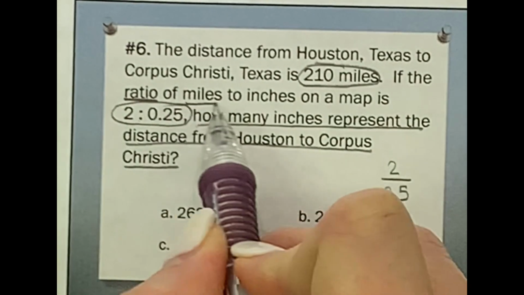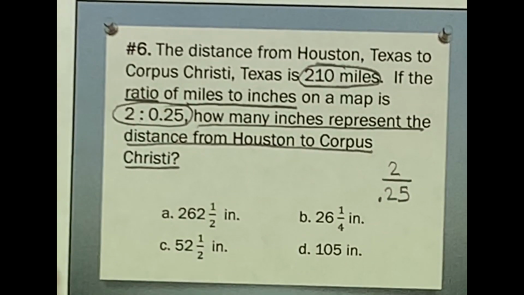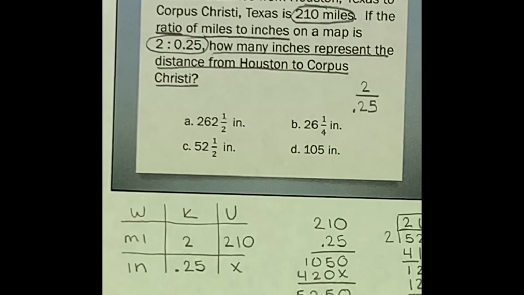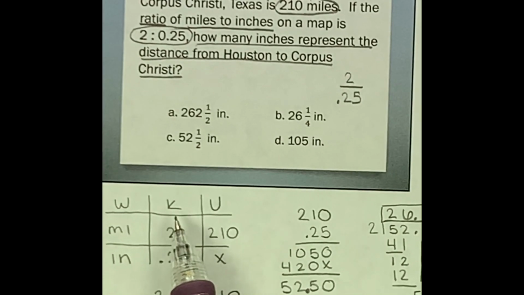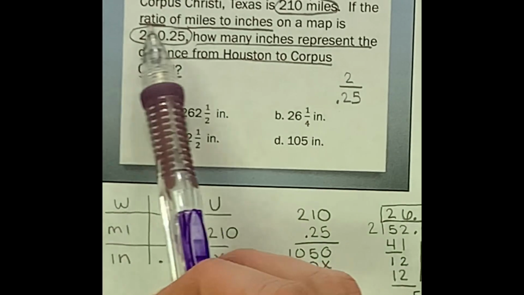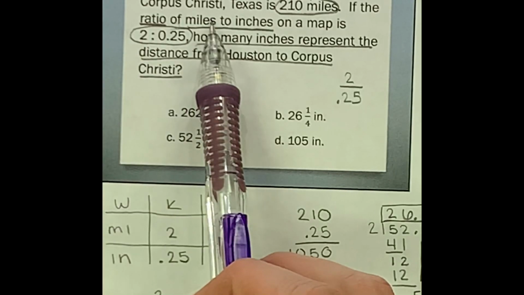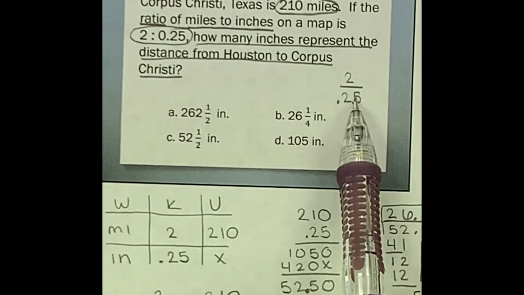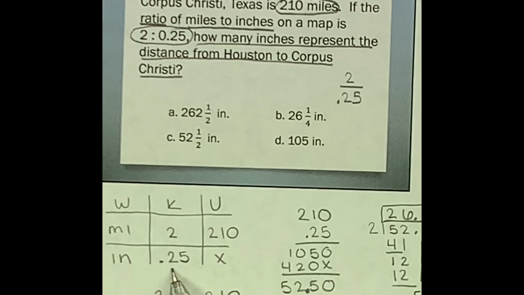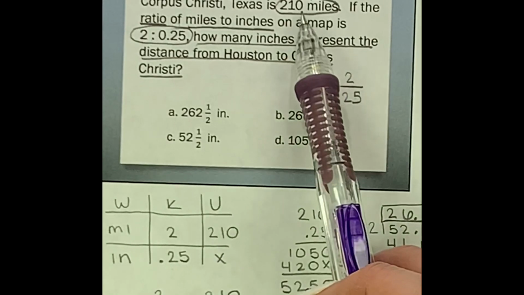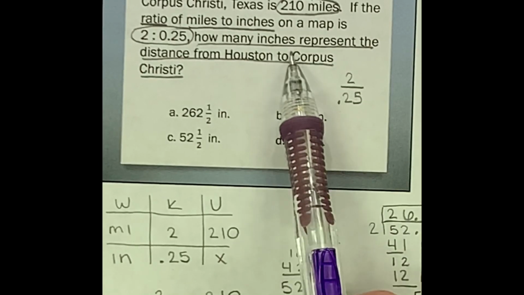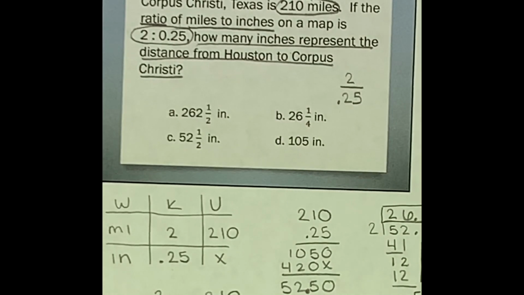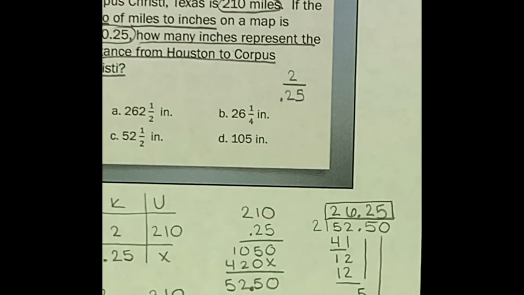So I am comparing miles to inches. The K stands for what do I already know? Well, they tell me right here 2 miles is 0.25 inches. So that is what goes in my K. What's unknown, right here they tell us, okay, well, it's 210 miles apart, but how many inches apart? So that's what I'm looking for. And if you do the math, you get 26.25.